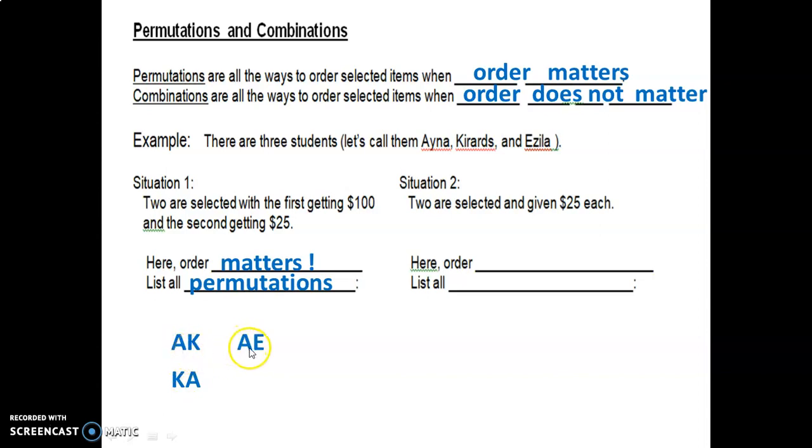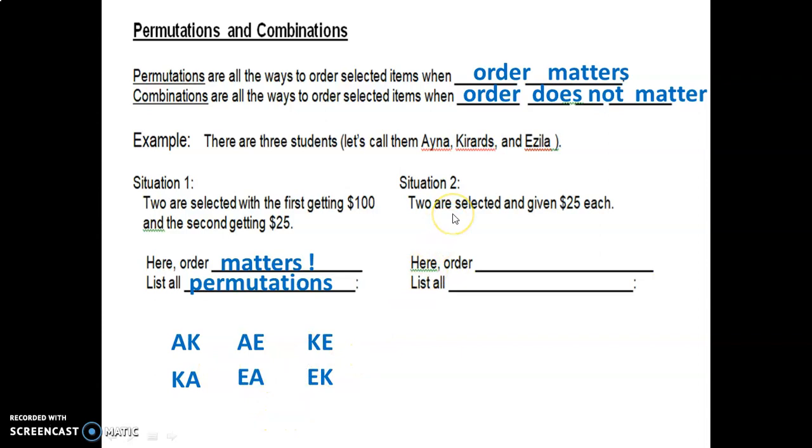Another selection could be Ina and Azila, or again backwards, Azila and Ina. And finally, we could have Kirards and Azila, or Azila and Kirards. So there are 6 different ways, or 6 permutations, in which we can select two people. And again, even though these are the same two people here and here and here, the order matters, so we count this twice. So 6 options.